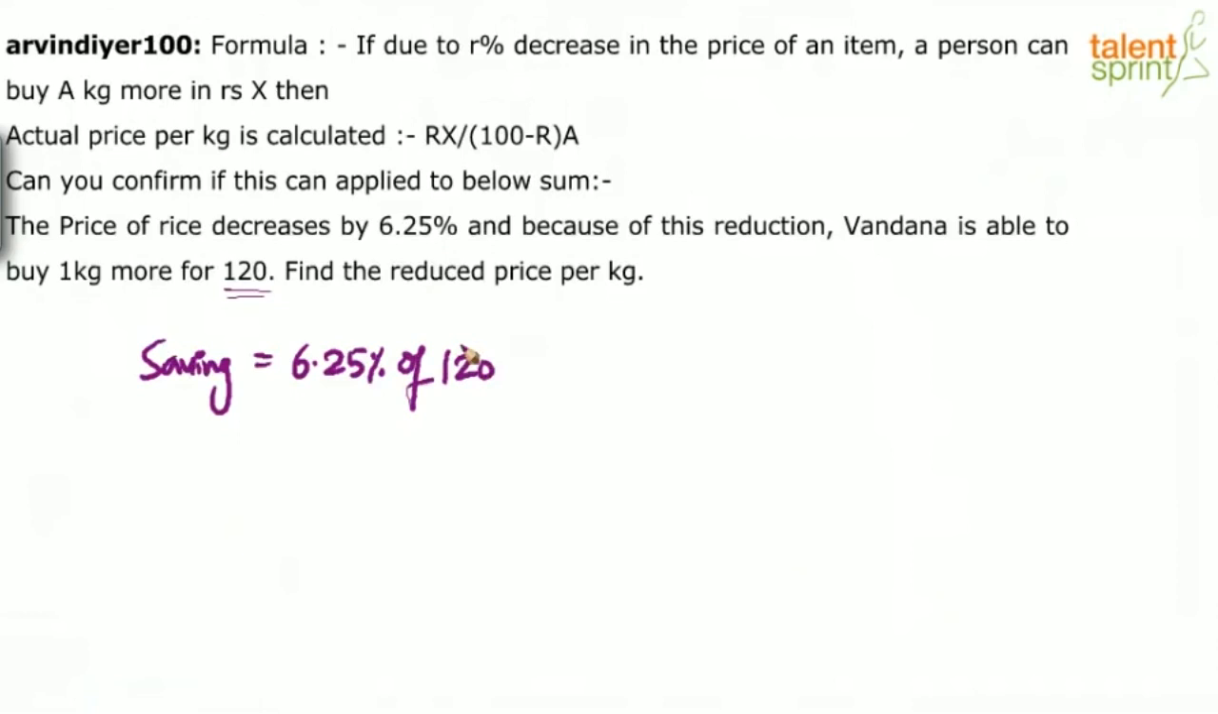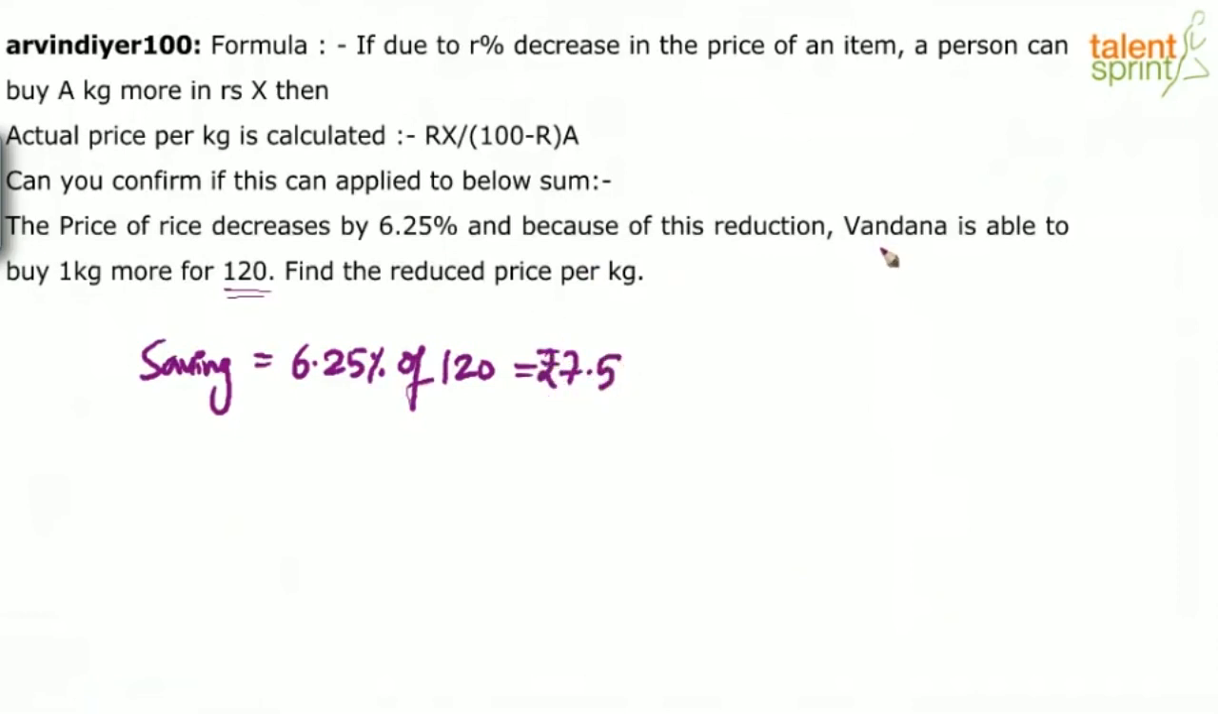You know that 6.25 is 1/16th, right? 1/16th of 120. Are you able to follow? 6.25 is 1/16th of 120. So this comes out to be 120 by 16, which is 30 by 4, 7.5, right? 7.5. Our saving should be 7.5 rupees.